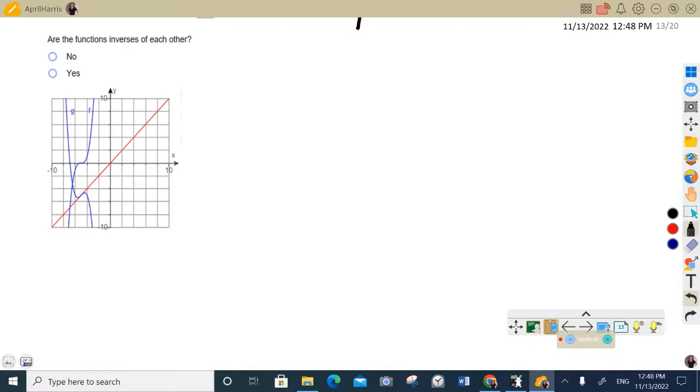So for example, if I had this over here and then this over here, a mirror image, then they would be inverses. These are not, so the answer is no.